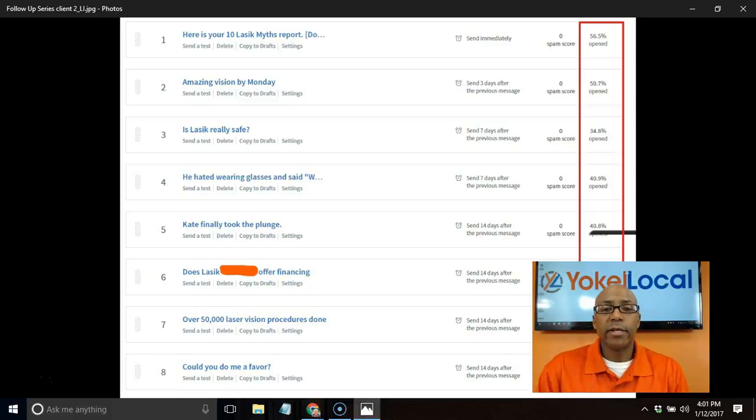So what we did in this particular example was we said, okay, what are all of the sub factors? What are all of those sub emotions that are going through people's minds when they're thinking about LASIK surgery? So we boiled that down into a very simple report called the 10 LASIK myths report.